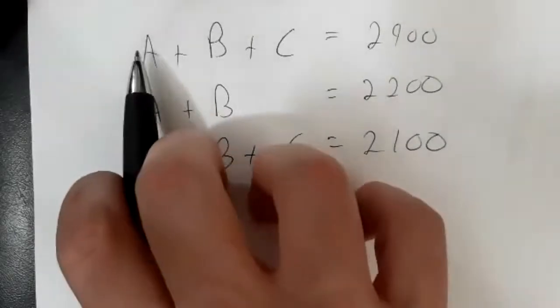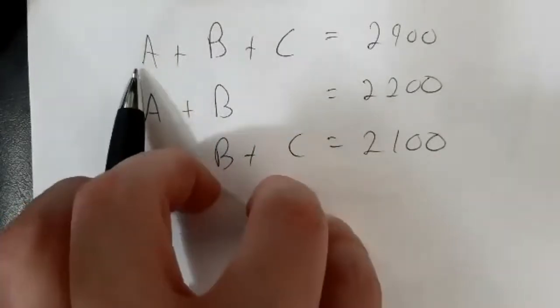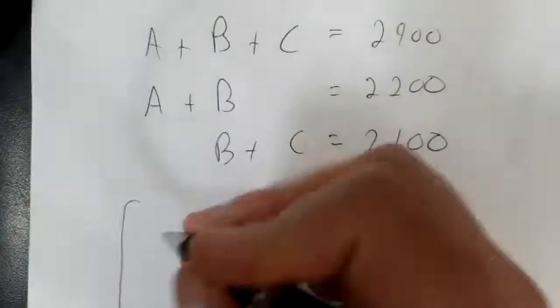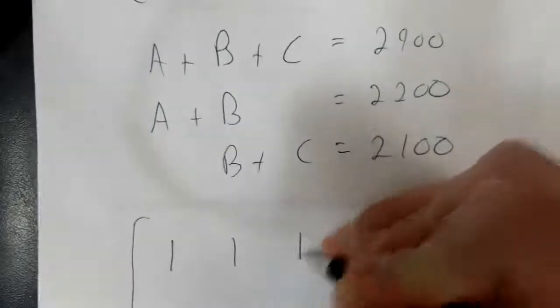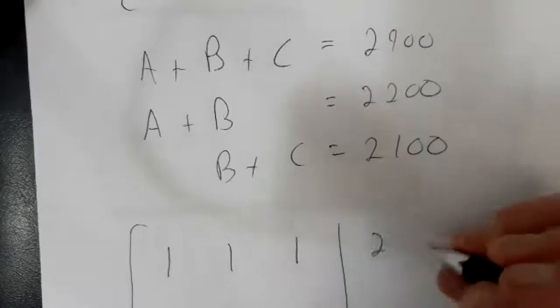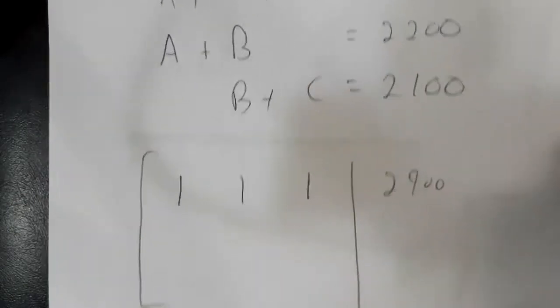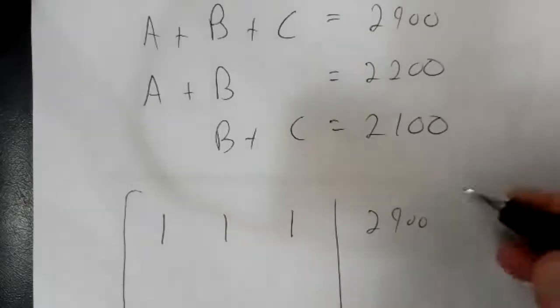So this has a coefficient of 1, and so that's what I'm talking about. I'm not going to write it there. But this is 1, 1, 1. Have my equal sign, and it says what, 2,900. So that's the first line. Close off my matrix.